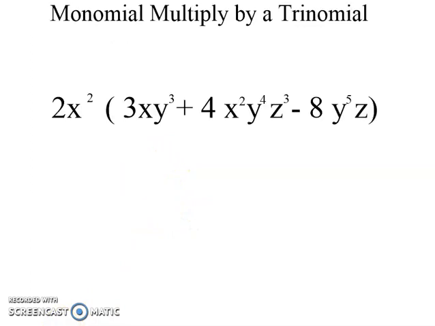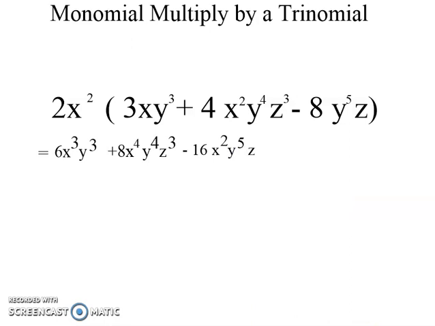When we work with a monomial multiply with a trinomial, then my answer will be 2 times 3 will give me 6, x squared times x will give me x cubed, and x multiply with y3 will give me y to the power of 3. Then 2 into 4 will give me 8. That will be x to the power of 4, y to the power of 4, z to the power of 3. 2 multiply with negative 8 will give me negative 16, x squared, y to the power of 5z.